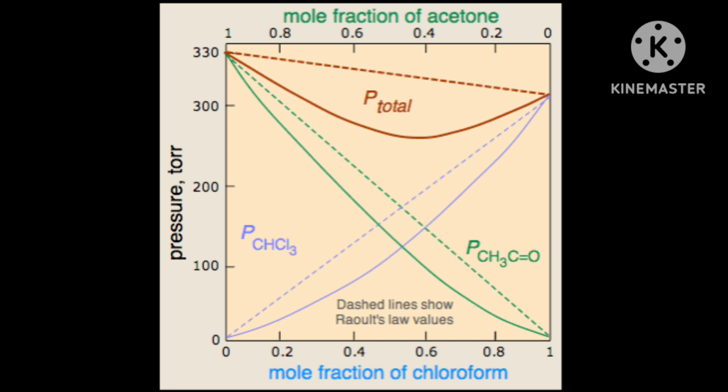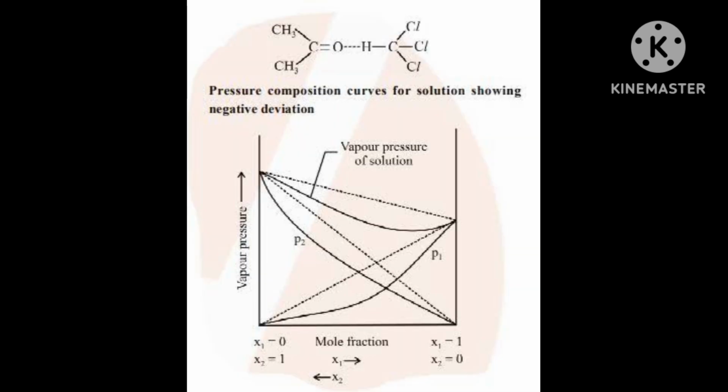And the third example is benzene and toluene. Now I am discussing non-ideal solution. Already I told you, when a solution does not obey Raoult's law over the entire range of concentration, then it is called a non-ideal solution. The vapor pressure of such a solution is either higher or lower than that predicted by Raoult's law.